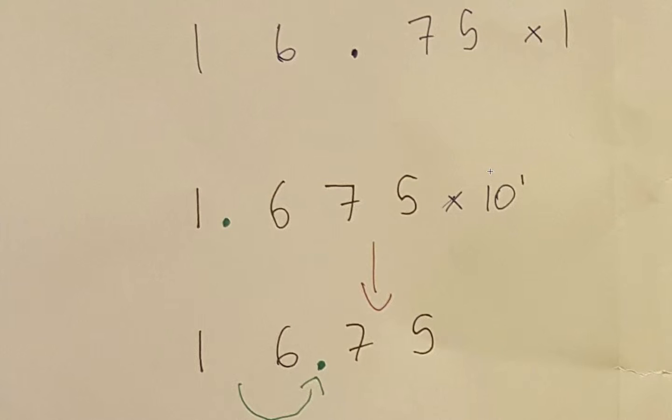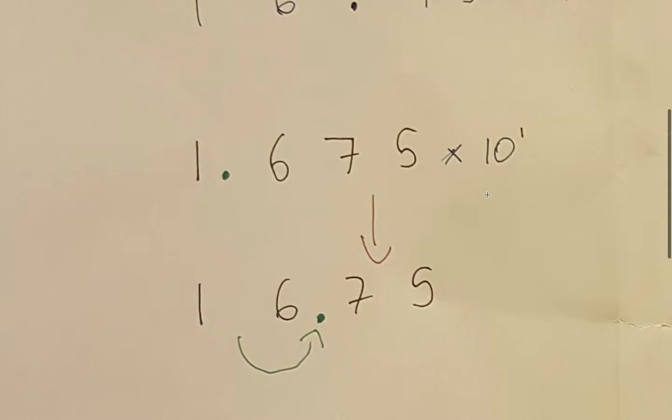And now there are two ways of thinking about this 10 to the power of 1. The first is seeing the 1 and noticing that you can just move your decimal point one place to the right to get back the original number. If it was negative, for example, you'd move it to the left to get a smaller number.